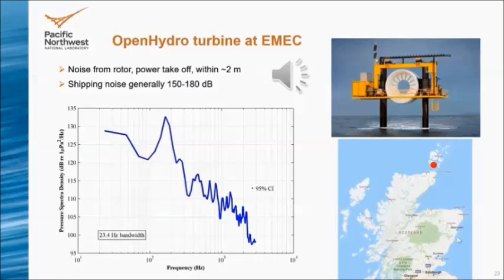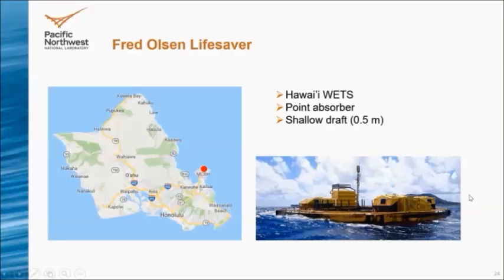Next slide, please. So the next example, we're going to take a look at the Fred Olsen Lifesaver. This was tested at Hawaii Wet. It's a point absorber. It's actually a toroid, or donut shape, and it has a pretty shallow draft of about half a meter deep. We're going to take a look at one of the acoustic spectrums from this device on the next slide, please.